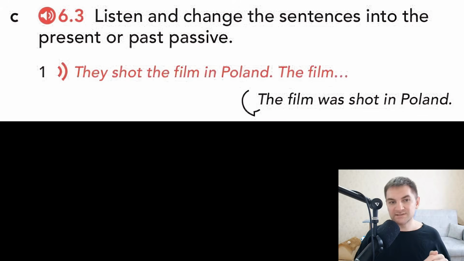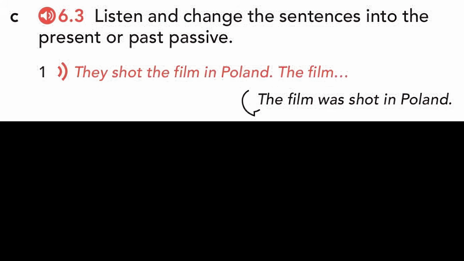Part C. Listen and change to passive. You will listen to more sentences. Each sentence is in the active voice. Your task is to change it into the present or past passive as soon as you hear the cue. You hear, they shot the film in Poland. The film? You think or say, the film was shot in Poland. This format of audio exercises isn't new for you, so try to say it before you hear the correct answer. It's completely okay to pause the video if you think you don't have enough time to answer. So try to do it.